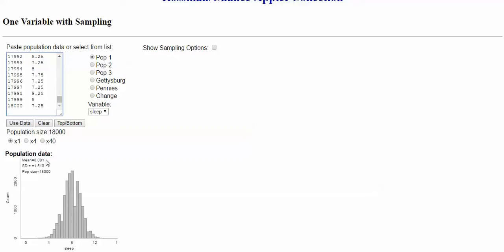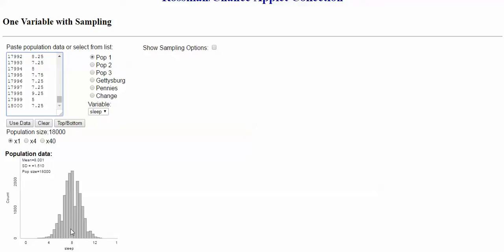The mean, or the average, sleep time of the population is 8, or to be exact, it's 8.001. So if we added all 18,000 sleep times and divided the total by 18,000, it would come out to 8.001. We can see that that population mean of 8 is right at the center of the population, right here. Because when a population follows a normal distribution, the mean is at the center. Actually, the mean, median, and mode are all at the center of the distribution.